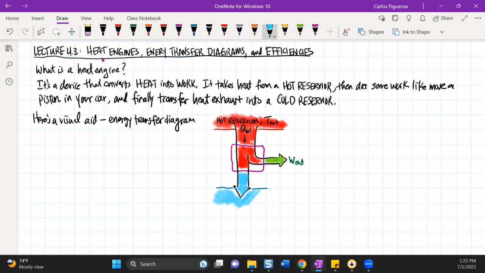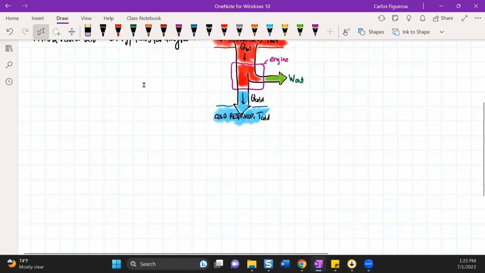And of course, the cold reservoir has a lower temperature. So then I would say that this is now our cold reservoir, and it has a temperature T cold. So then Q cold is coming out of the engine. And so this right here is the actual engine. So it's a theoretical picture, but it's a good theoretical picture because it shows you exactly what you're looking at.